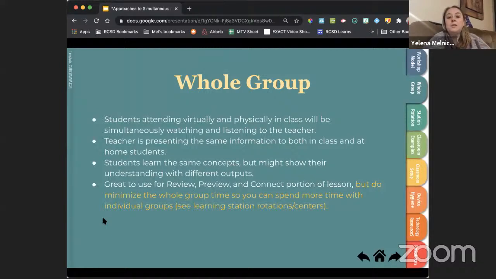And the differences in simultaneous instruction: students attending virtually and physically in class will be watching and listening to the teacher at the same time, right? So now you have students in front of you, and then you have students on Zoom at the same time. And the teacher, again, is still presenting the information, but being mindful that you are presenting it to both students and you're speaking to both students at the same time.